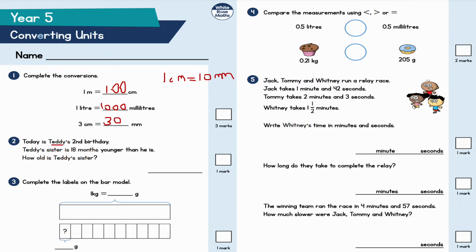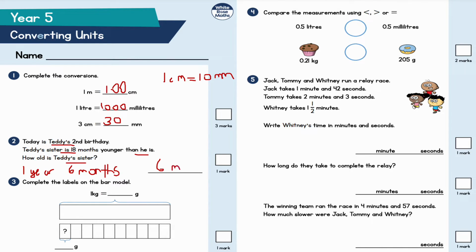This is question number 2, guys. Today is Teddy's 2nd birthday. Teddy's sister is 18 months younger than he is. How old is Teddy's sister? Well, 18 months is 1 year and 6 months. So if I take away 1 year and 6 months from the 2nd birthday, well, 2 take away 1 is 1. Then 1 take away 6 months. So Teddy's sister is actually 6 months old.